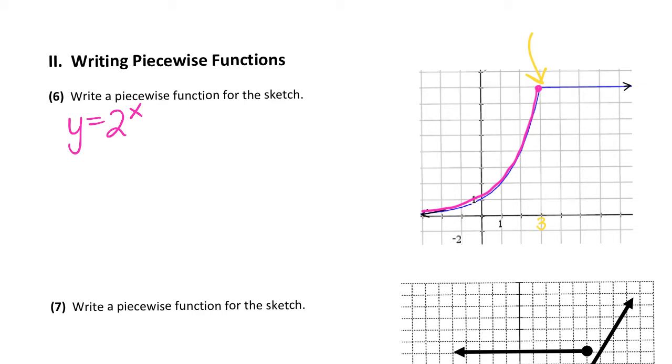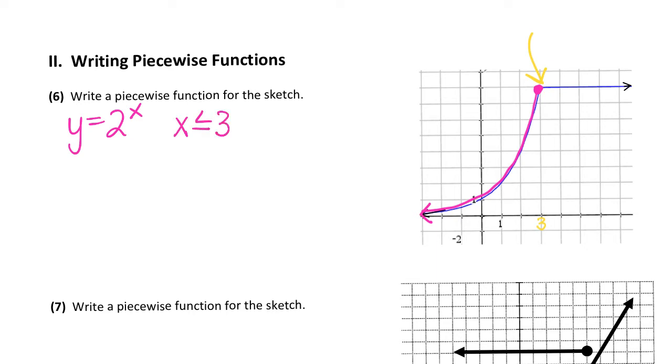And now we're going to need to figure out what our restrictions on our domain are. Well, we have an arrow, so we know that this is going to go on forever in the negative infinity direction. But once we get to 3, this piece stops. So this is going to be where x is less than or equal to 3.